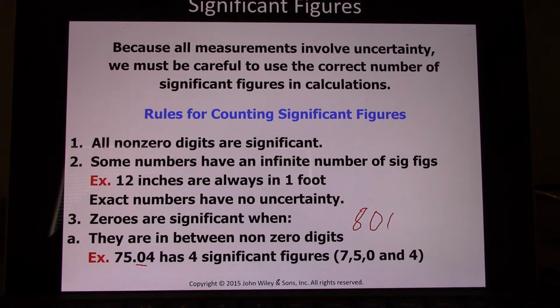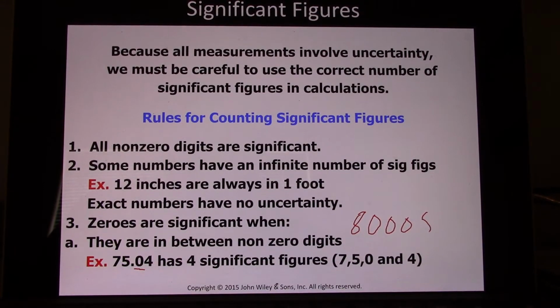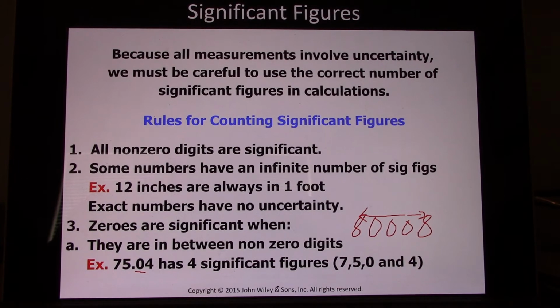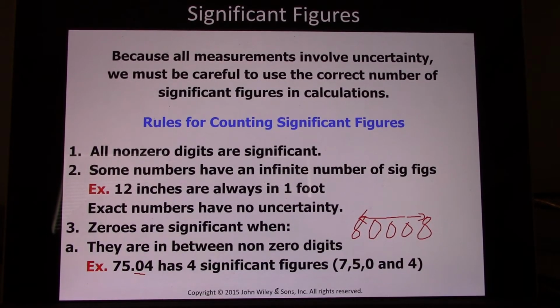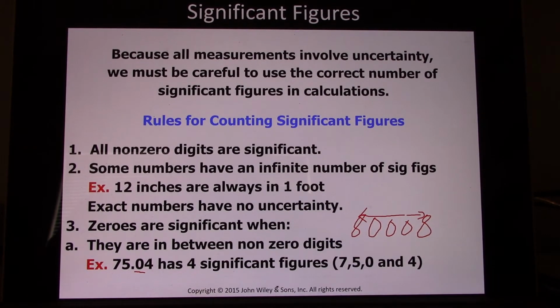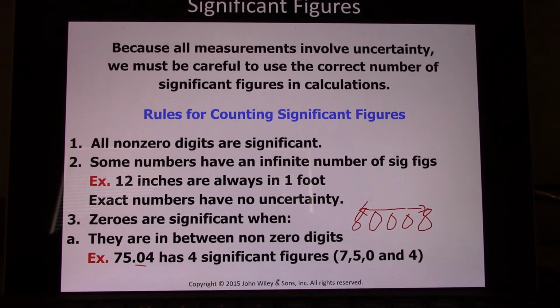8, 0, 0, 0, 8. All three of those zeros qualify for the sandwich rule because somewhere on both sides of them there's a non-zero number. So again, the non-zero numbers don't have to be directly adjacent to the zero. They don't have to be touching the zero. Just as long as somewhere on both sides of the zero there are non-zero numbers, it is a significant zero. And we call this the sandwich rule. They are sandwiched in between two non-zero numbers.